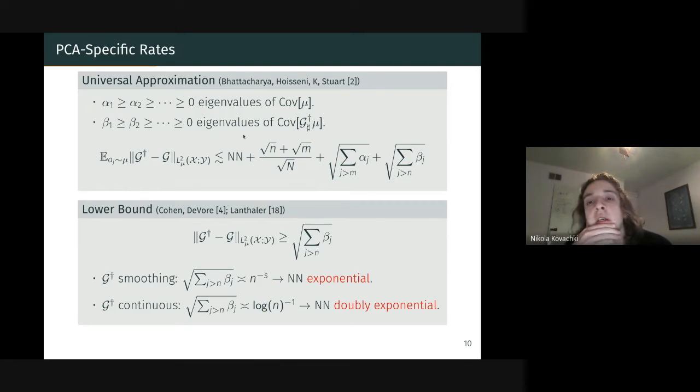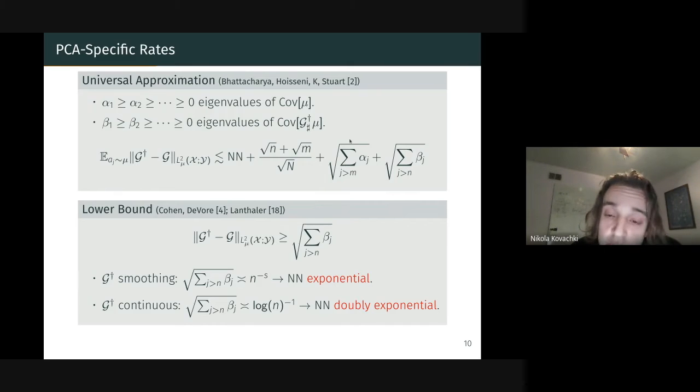Once I actually specialize to the architecture that I showed you before, then you can decompose this error in the following way. There's this NN term here, which I'm hiding, and I'll talk about in a little bit. This is the error from your neural network approximation. Then there's this term here, which is a Monte Carlo term. This says that as I increase the number of data, capital N, this term can go to 0. This is a Monte Carlo term from empirically approximating the covariance of mu and the covariance of G dagger pushing forward mu.